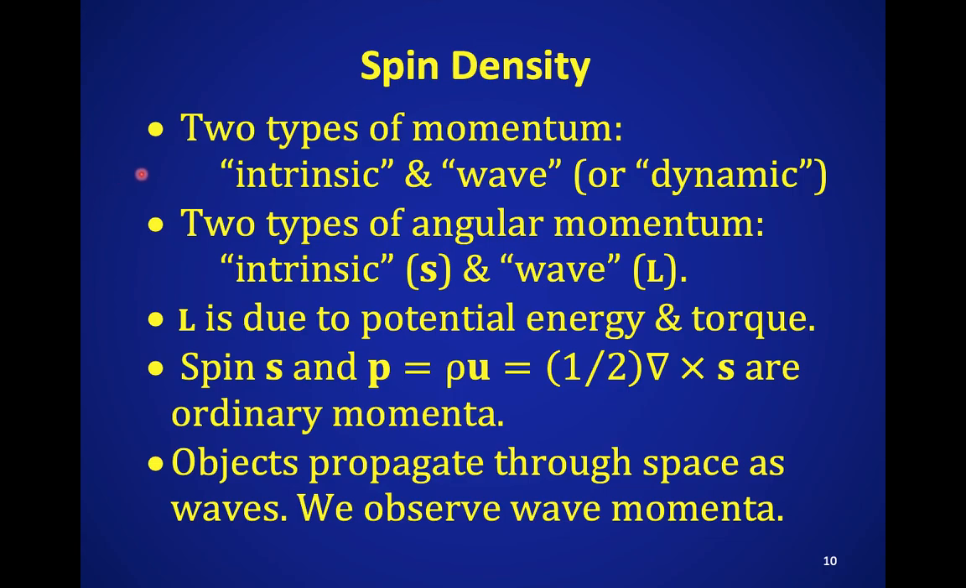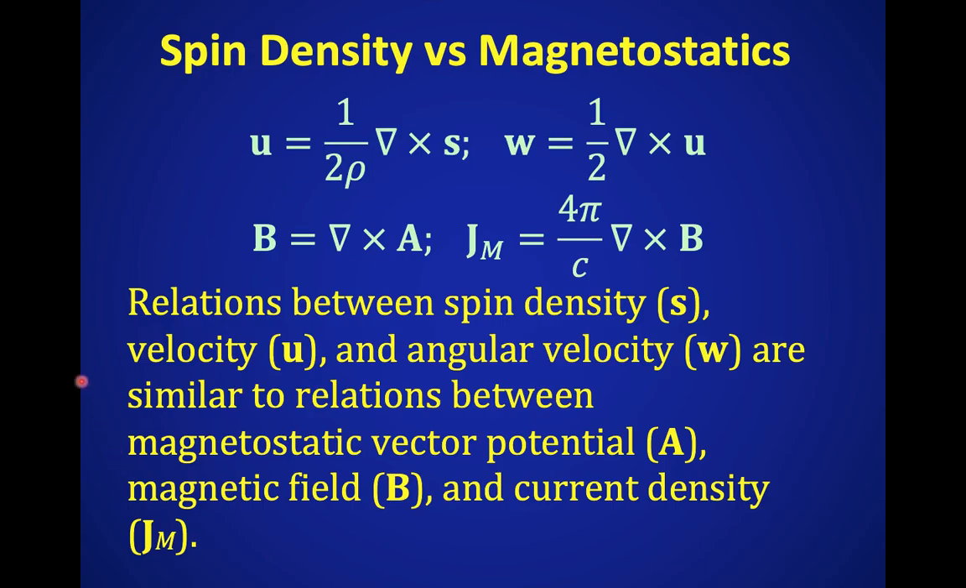Okay, so there's 2 types of momentum, the intrinsic and wave momenta. There's 2 types of angular momentum, the spin and the orbital. The orbital angular momentum is associated with the potential energy and the torque and wave propagation, whereas the intrinsic spin and intrinsic momentum are the ordinary momentum and angular momentum that we associate with moving substances. But objects propagate through space as waves, so what we observe is wave momenta. The relationship between spin density and velocity and angular velocity is similar to the relationship between the magnetostatic vector potential, the magnetic field, and the current. So there's a close analogy there mathematically.